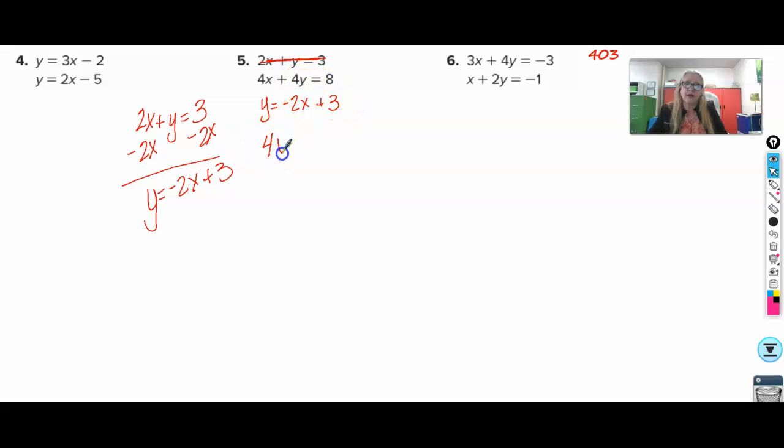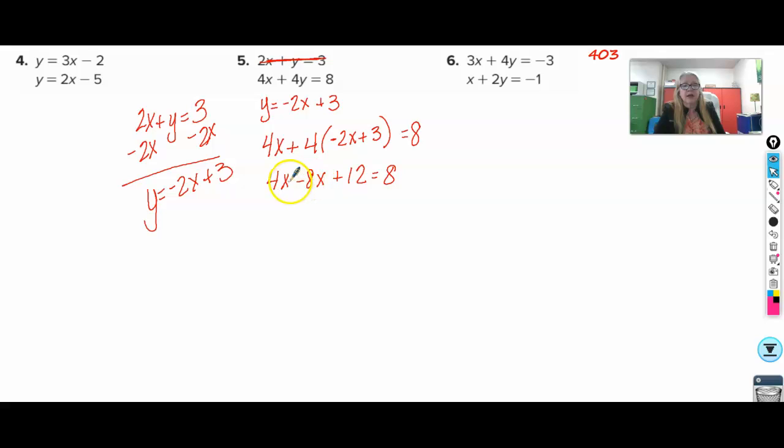So let's do 4x plus 4, and now in parentheses, I'm substituting the y value, negative 2x plus 3, and that is equal to 8. And there's a little more going on in this one now. I've got to use the distributive property. 4x, positive 4 times negative 2x is negative 8x. Positive 4 times positive 3 is positive 12, equals 8.